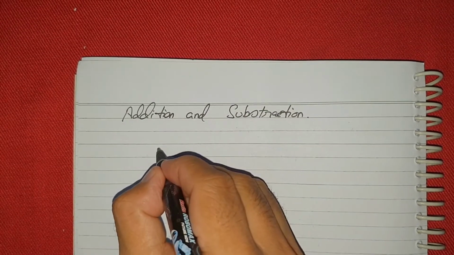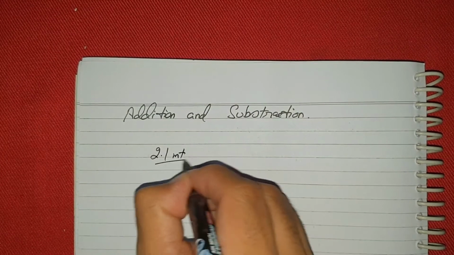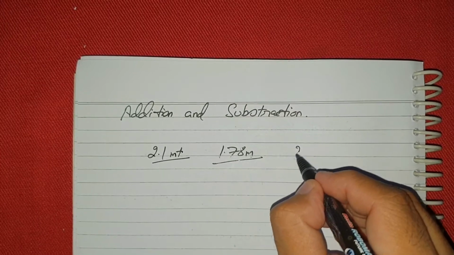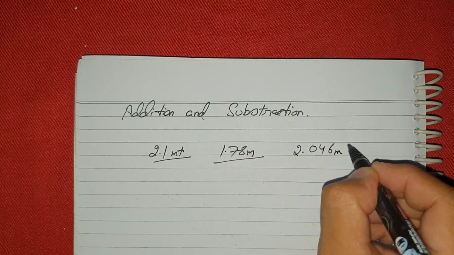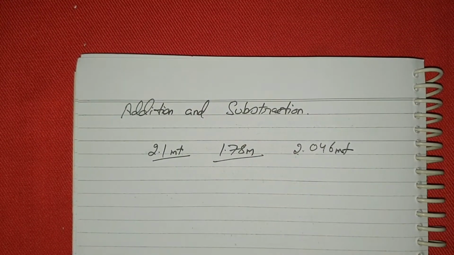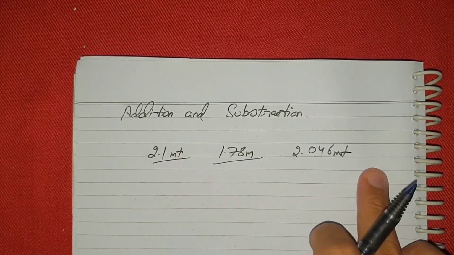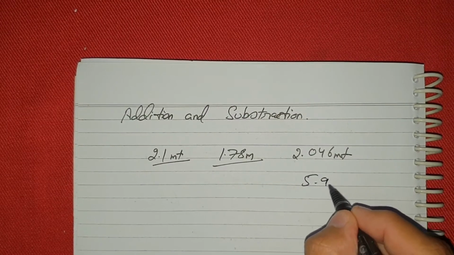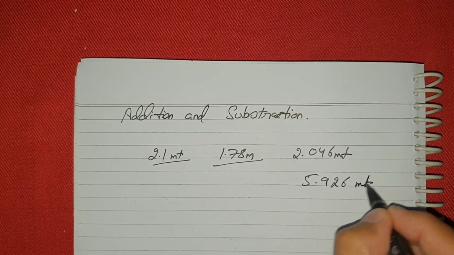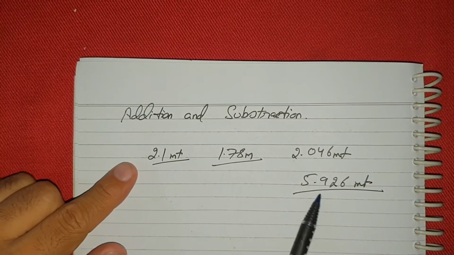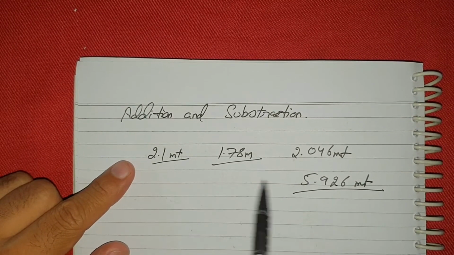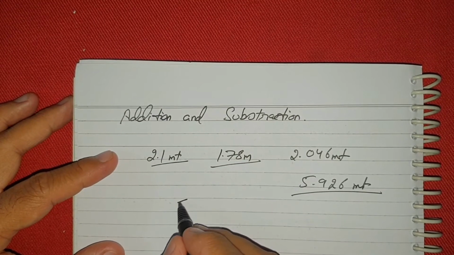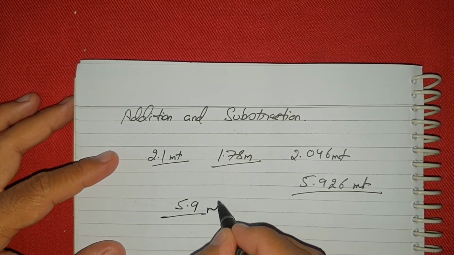Suppose you take 2.1 meter, 1.78 meter, 2.046 meter. Now if you add all of them, this will be 5.926 meter. But what is the smallest number of significant figures? 2.1. So your final answer should be in two significant figures only. The final answer is 5.9 meters.